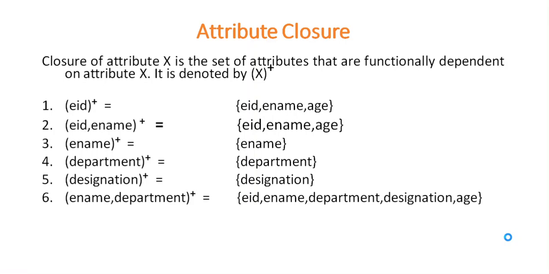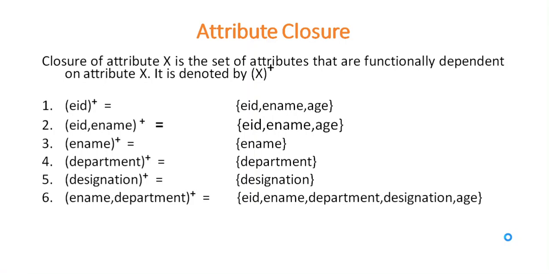Now consider employee ID here. What is the closure of employee ID? The closure of employee ID is employee ID, e-name and age, meaning age is determined by employee ID. So age is also determined by e-name and department. Similar is the designation. Employee name and department collectively determine designation. So this is the closure set of e-name and department.